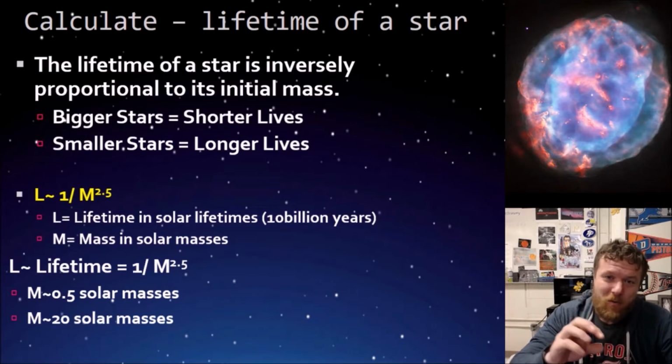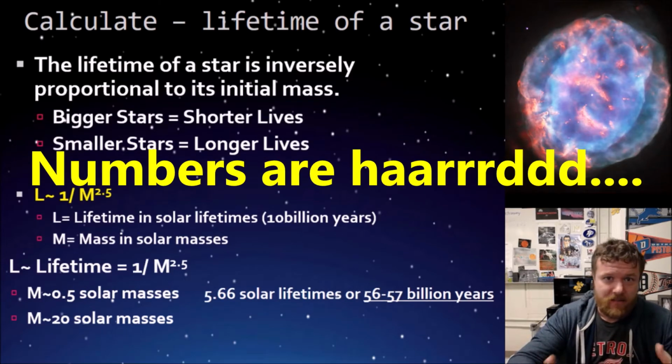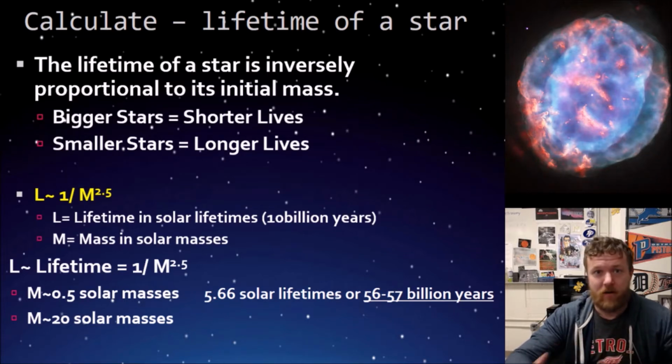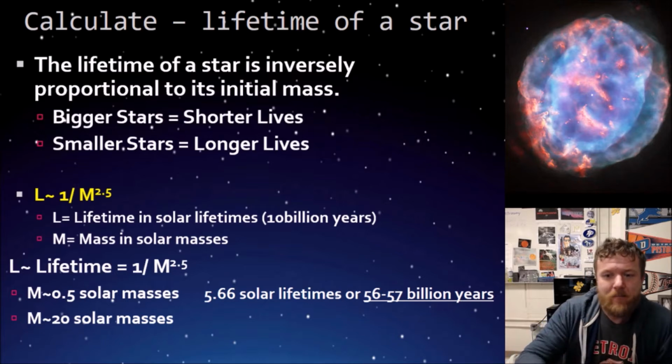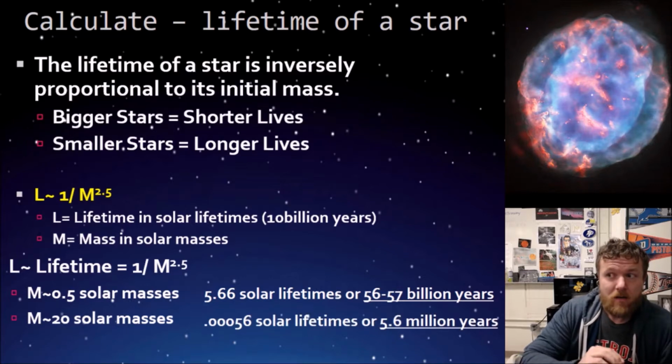If you have a star with a mass that is half that of our sun, it's going to last between 60 and 65 billion years. Because it's such a much smaller star, it's going to last a very long time. It does not burn through its fuel that fast. However, if you have a huge star, an O-class star, that is 20 times bigger than our sun, it's only going to last for a couple million years.